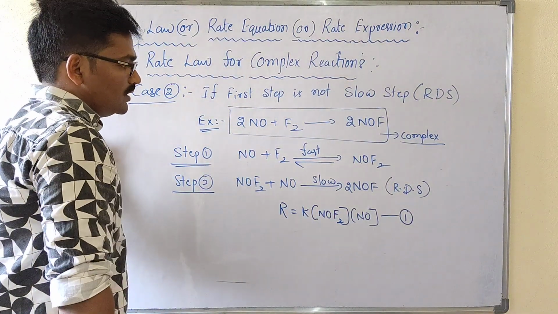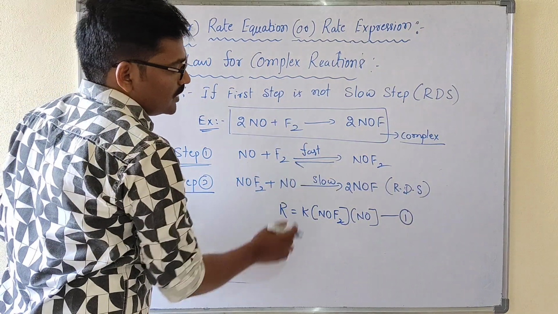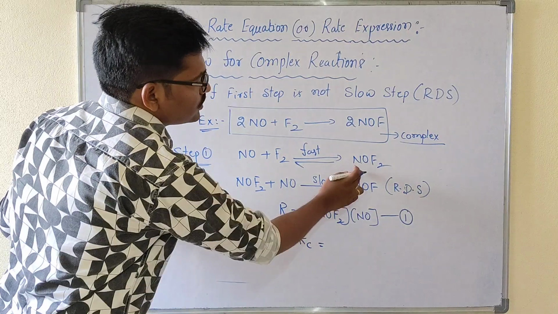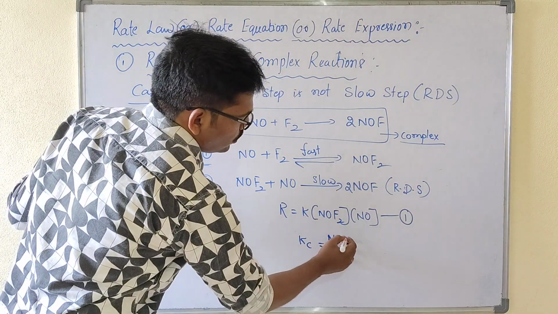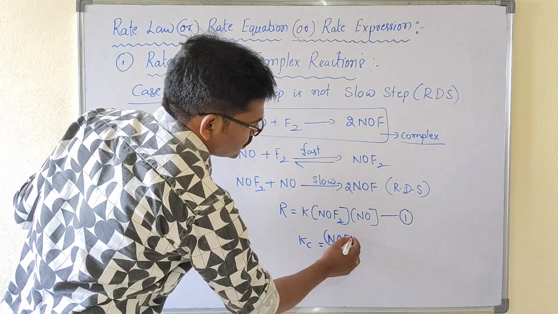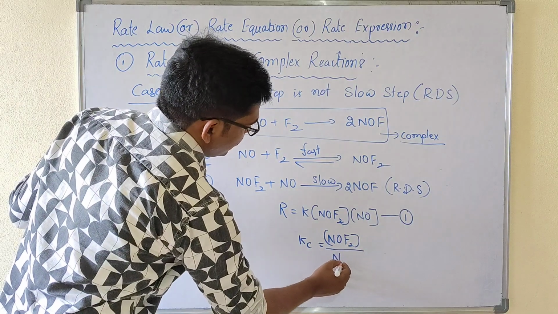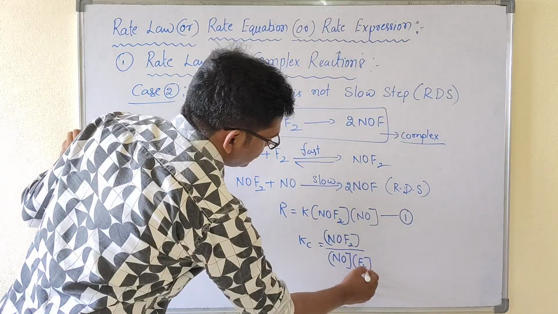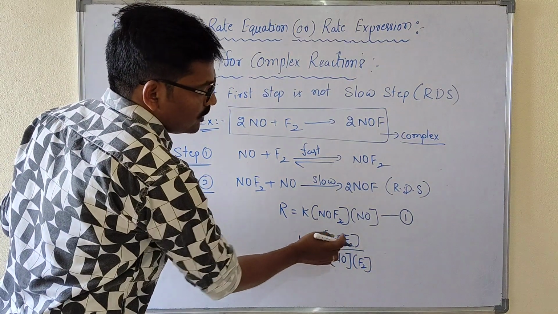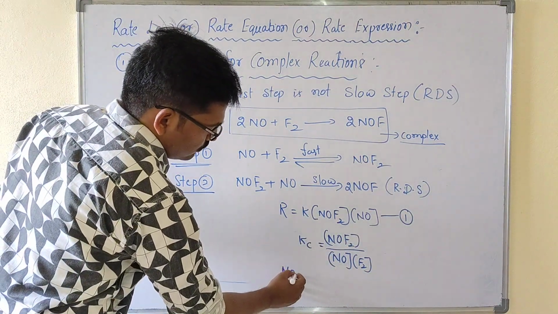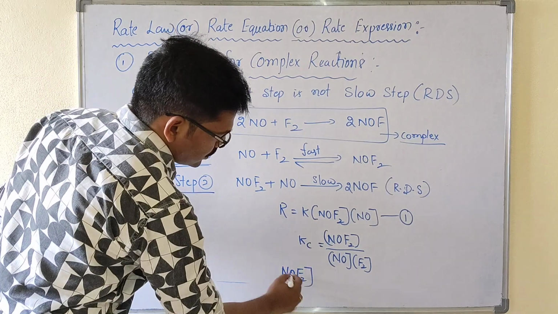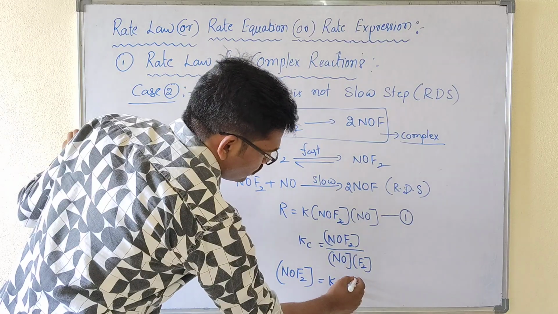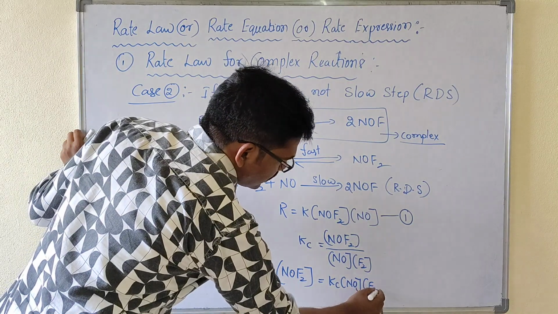See, look at how it is. Then it is an equilibrium reaction, right? Note the equilibrium constant for it. Equilibrium constant equals NOF2 concentration divided by NO concentration into F2 concentration, right? From this, if you find out the NOF2 concentration, it is equal to Kc into NO concentration into F2 concentration.